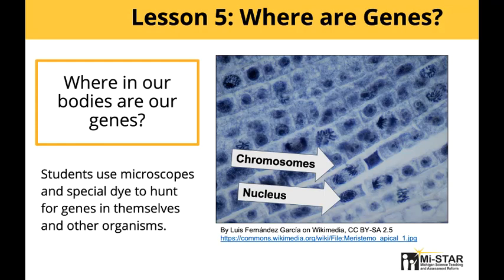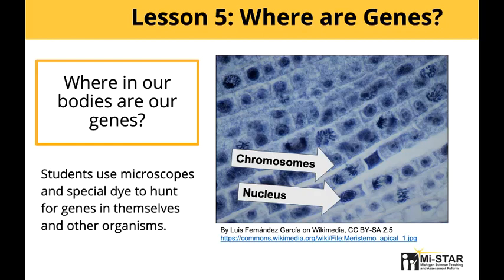To do this, students investigate a different question that they probably do not have enough knowledge to fully answer yet. Where in our bodies are our genes? Using microscopes and a special stain, students discover that genes are found within an organism's cells. Additionally, students identify that most of the time, these genes appear as circular bodies within the cell, for example, the nuclei. But there are also times where they appear as distinct worm-shaped structures, for example, chromosomes.